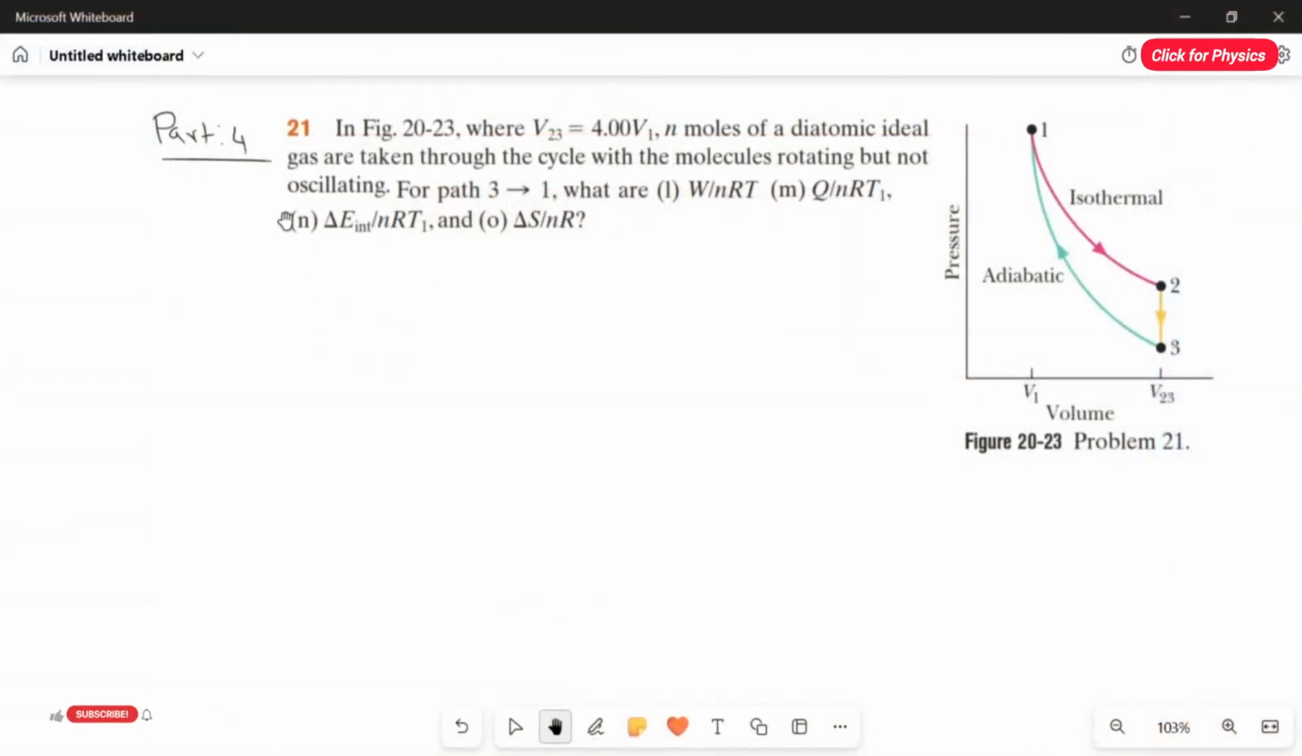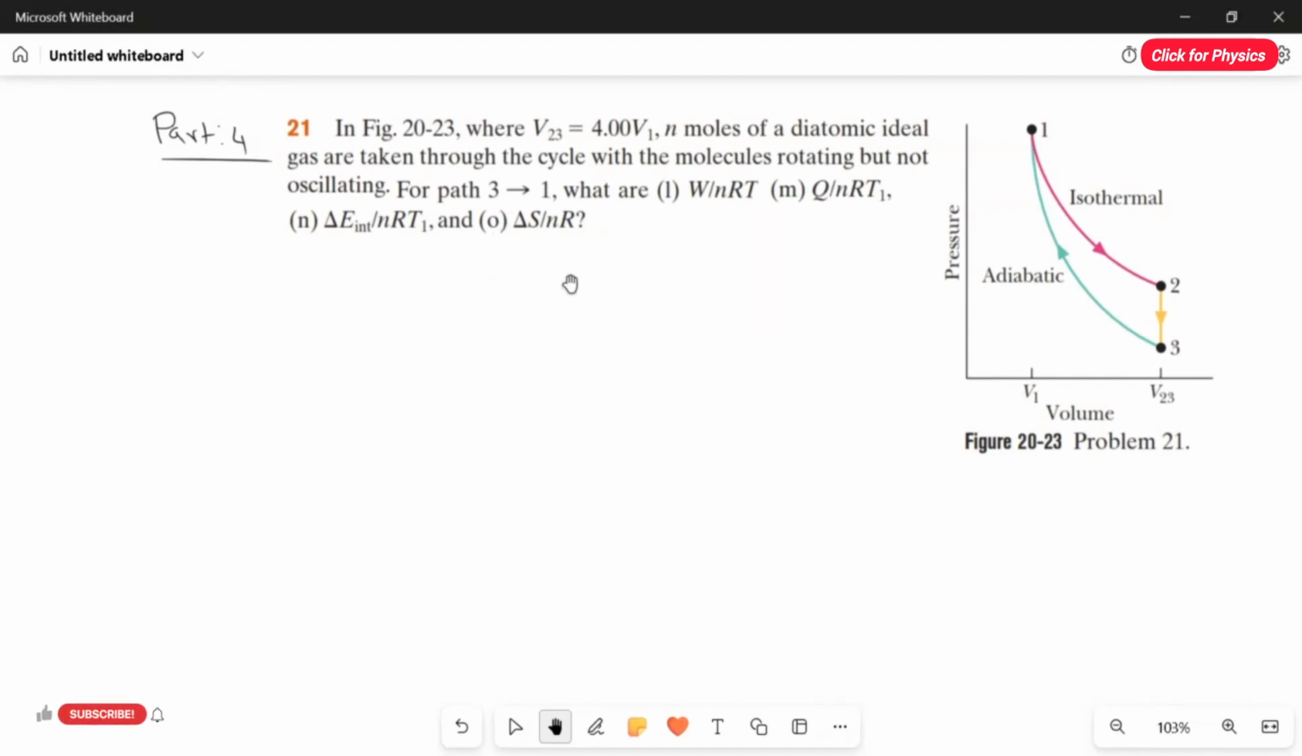Part 4 of question number 21. So now we are in the last part of this question. Actually, as I already mentioned earlier, please kindly see the previous 3 parts because this question has 4 subdivisions.